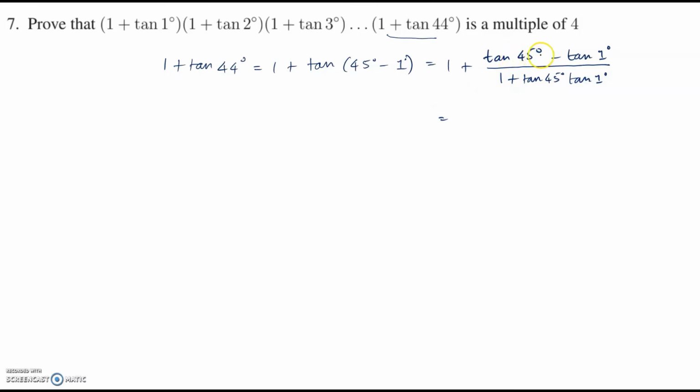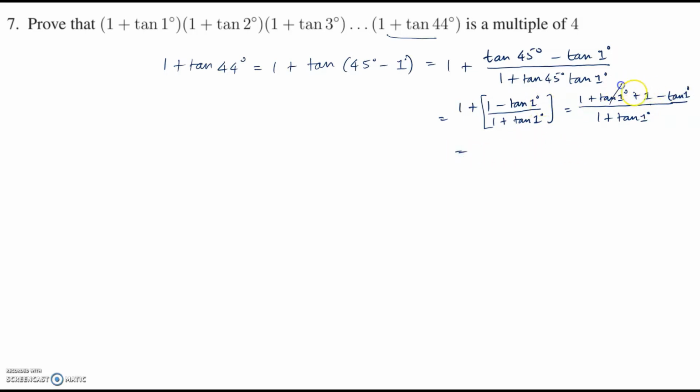Further, let's put the values of tan 45° here. So this becomes 1 + (1 − tan 1°) divided by (1 + 1 × tan 1°). So this is 1 + tan 1° in the denominator. Further, simplifying this, keeping 1 + tan 1° as the denominator, the numerator will be 1 + tan 1° + 1 − tan 1°.